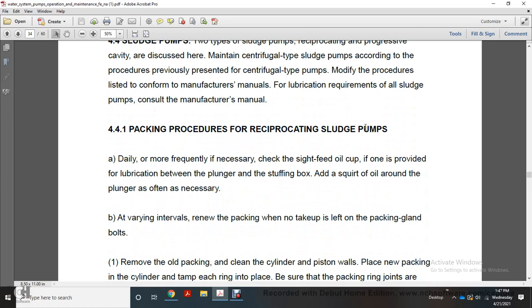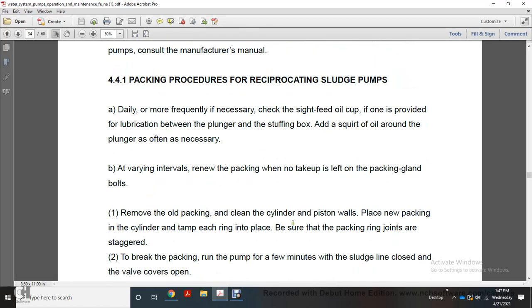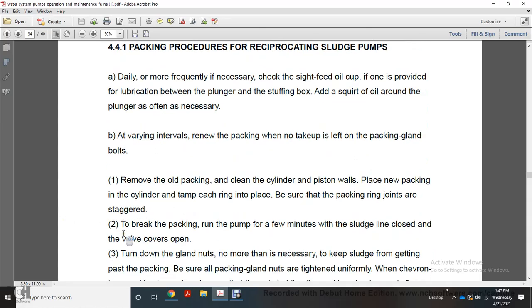Packing procedure for the reciprocating sludge pump: daily, monthly, or as frequently as necessary for cleaning. Check the sight feed oil cup, the one provided for lubricating between the plunger and stuffing box. Add squirt oil around the plunger as necessary. At varying intervals, replace the packing. Note: take up the slack on the packing gland. Remove the old packing, clean the cylinder and piston wall, install the new packing, and tap each ring into place.